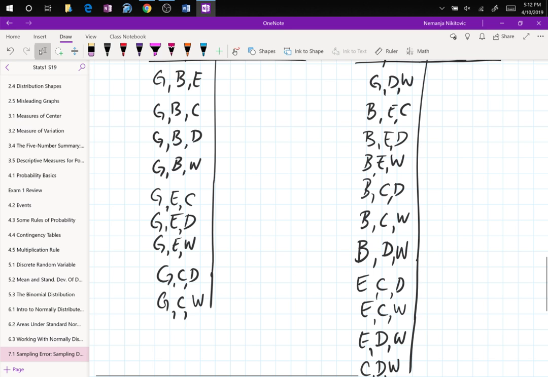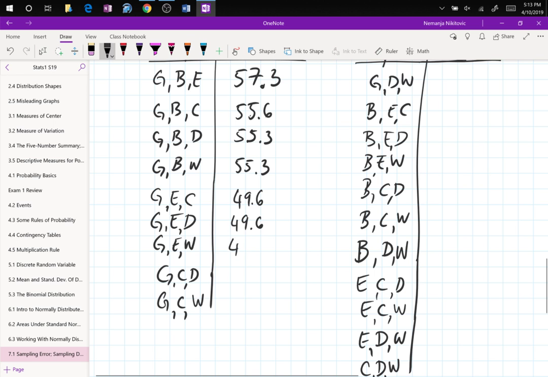So what's 172 divided by 3? That's the first, GBE. 57.3. Excellent. 55.6. 55.3. Nice. 49.6. Please tell me that you're not making this up. 49.3. She has a calculator that does this for her.